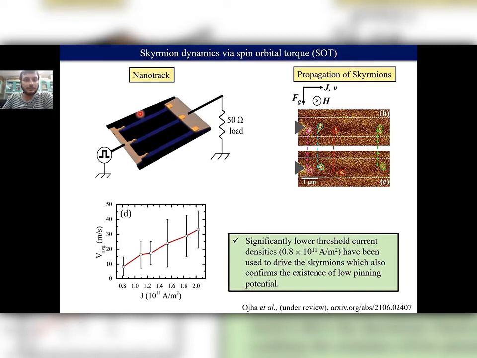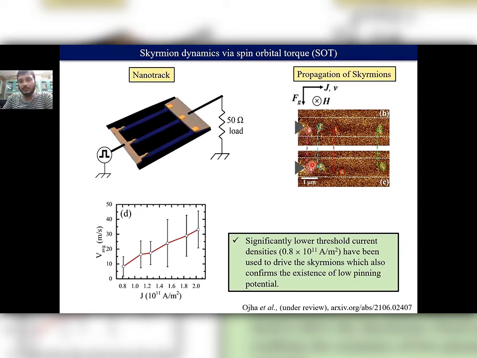Next, we have also studied the skyrmion dynamics via spin orbit torque. To study this, we prepared this nanotrack using electron beam lithography and plasma etching techniques. When we apply a current, due to the spin Hall effect in the heavy metal, a spin current will flow perpendicular to the ferromagnetic layer. This creates a torque on the spin structure, and due to this torque, the skyrmion will move in the forward direction, along the current direction in the track.